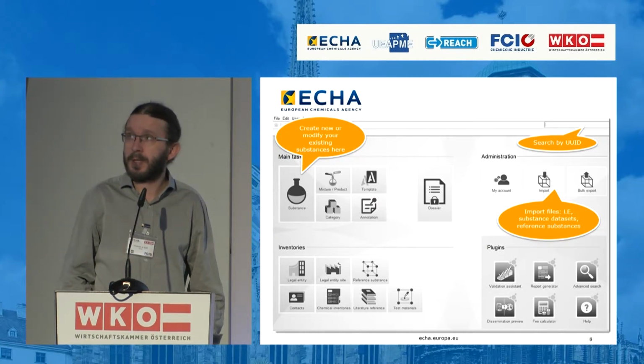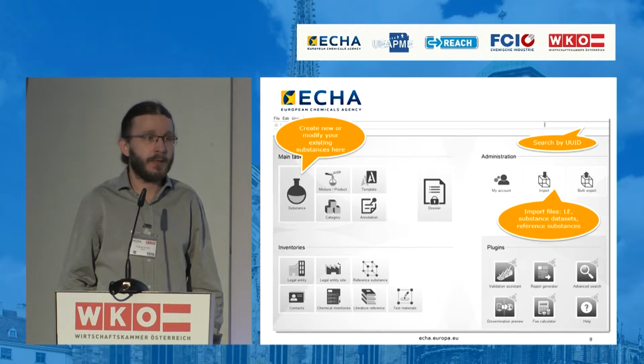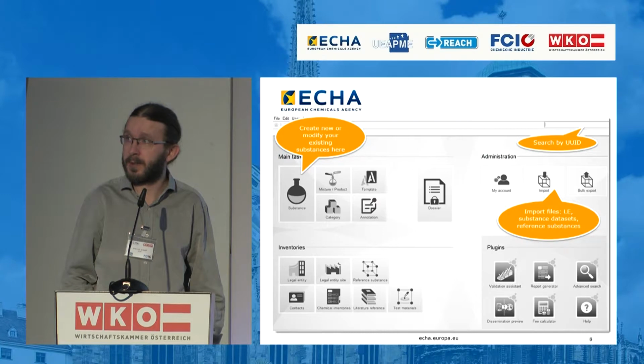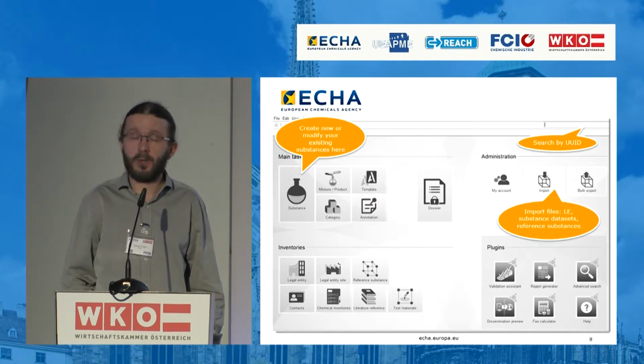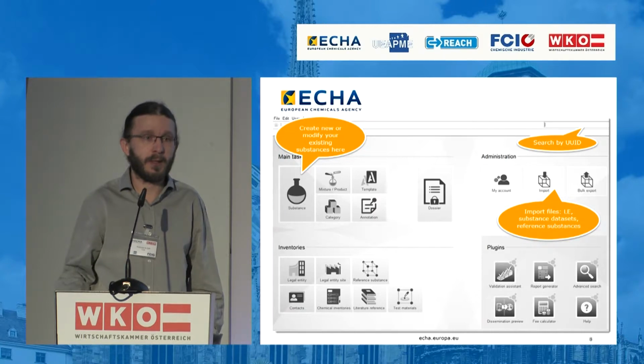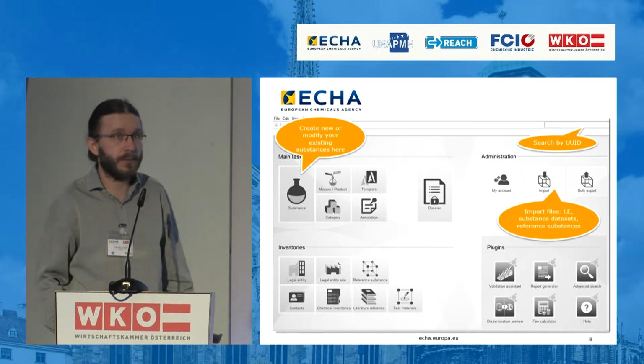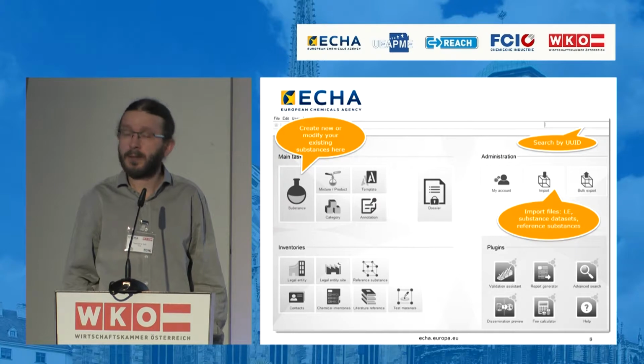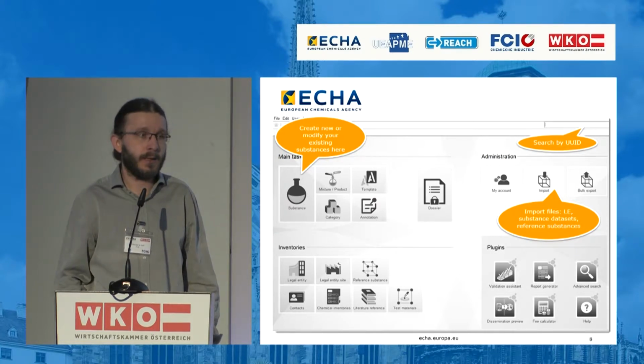The main part of the database is the place where you manage data on your substances. And this is represented by this flask here, substance. This is where you can create new substance datasets, where you can gather all the data for a registration, for example, for a substance. And this is where you can also update the data available in your previous substance datasets.